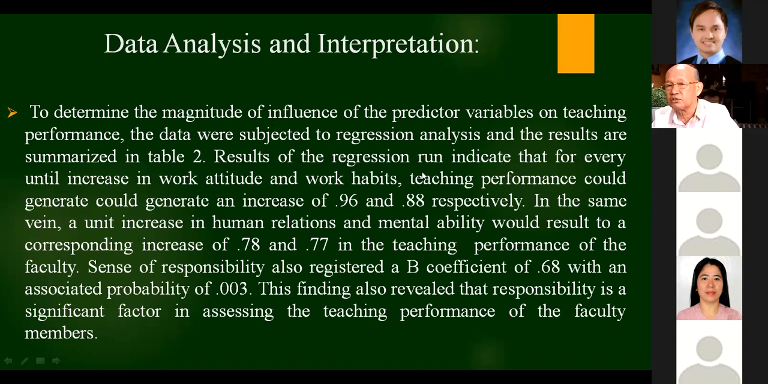Results of the regression run indicate that for every unit increase in work attitudes and work habits, teaching performance could generate an increase of 0.96 and 0.88 respectively. In the same vein, a unit increase in human relations and mental ability would result in a corresponding increase of 0.78 and 0.77 in the teaching performance of the teachers.